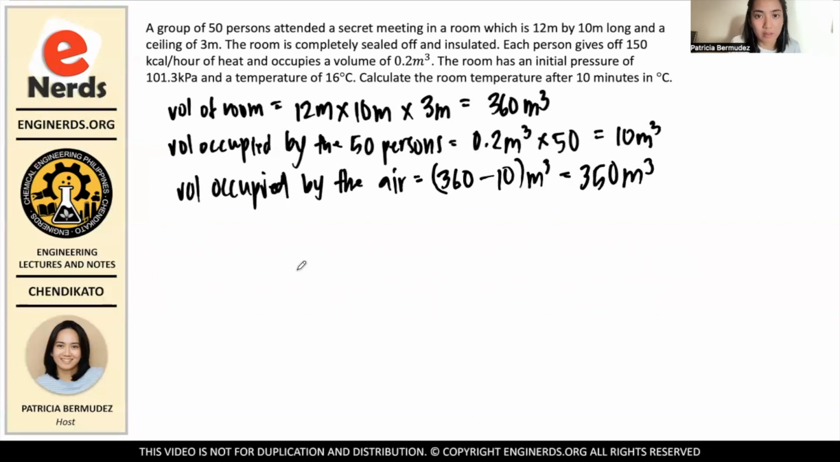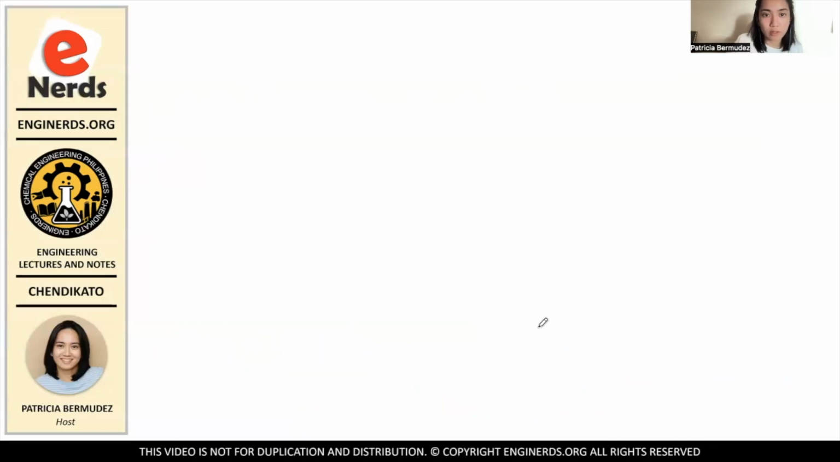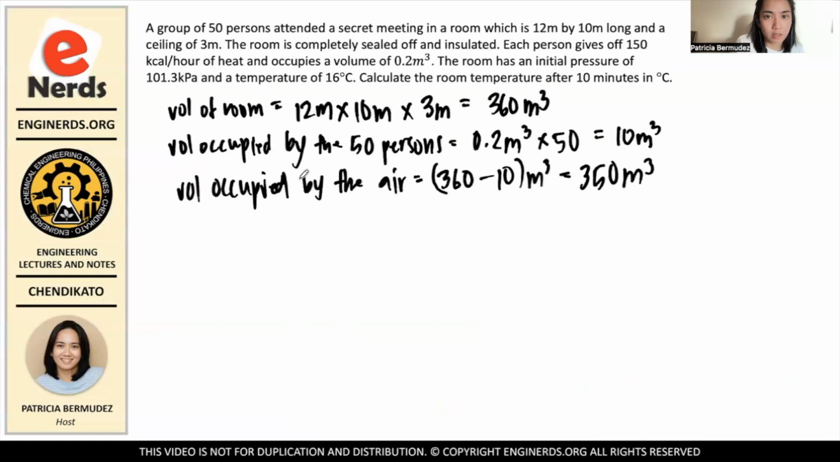Now we have to find the Q, right? Because in this question, it is the Q that is equivalent to this. And our target here is to find this one so that we can find the final temperature. So the Q is actually given by the amount of heat given off by each person. So the Q of the room is equal to the negative heat given off by each person, and the 50 people in total.